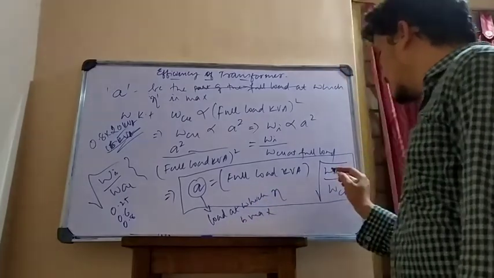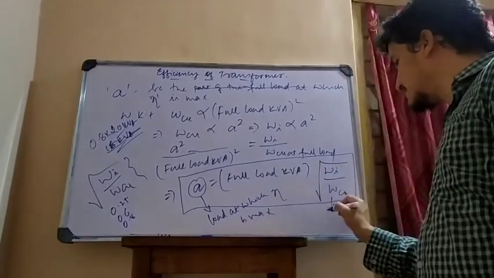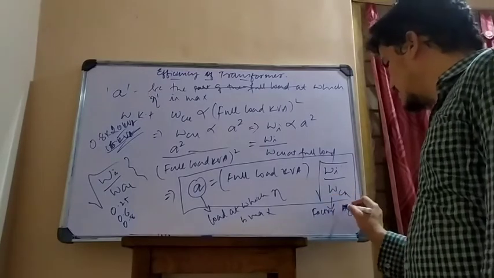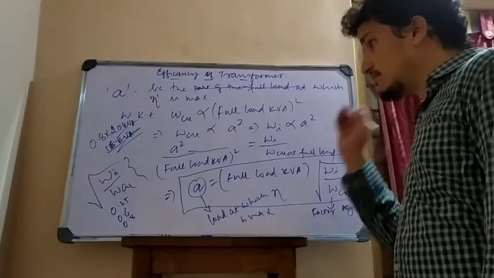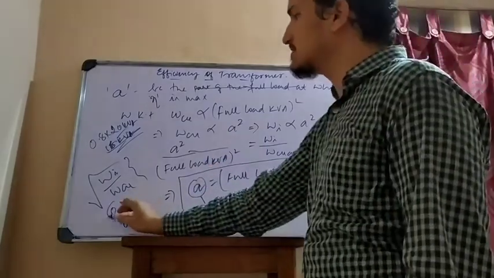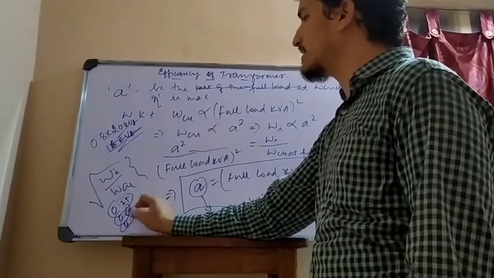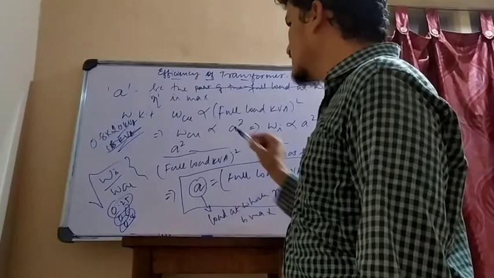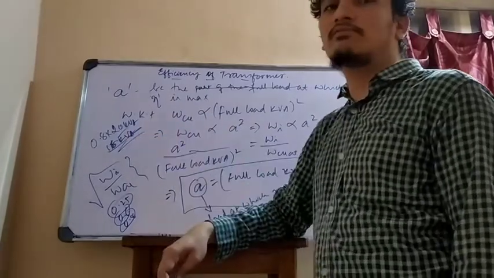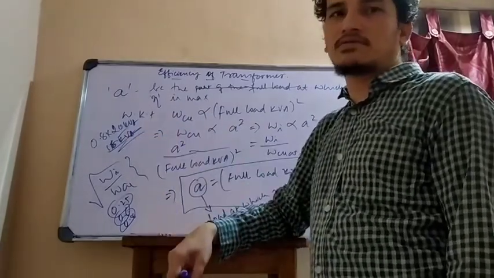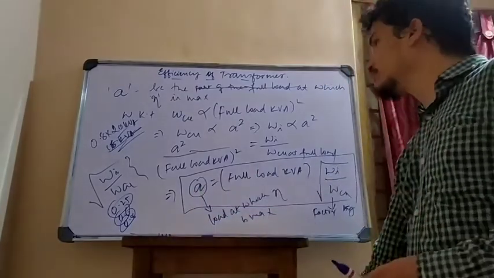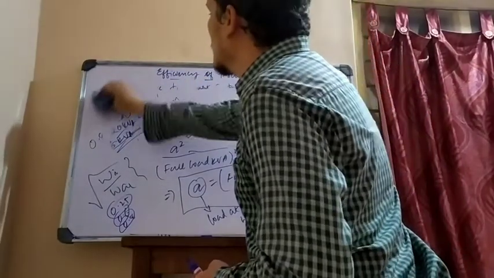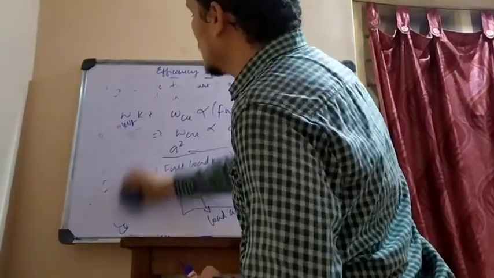What is the square root of WI divided by WCU? It is the factor by which the load is multiplied, at which the efficiency is maximum. This factor is 0.25, 0.6, 0.8, like this. 0.8 times the rated: if full load kVA is 20 kVA, then 16 kVA is the load at which the efficiency is maximum. So this is one of the important formulas that we usually use in solving numerical problems.